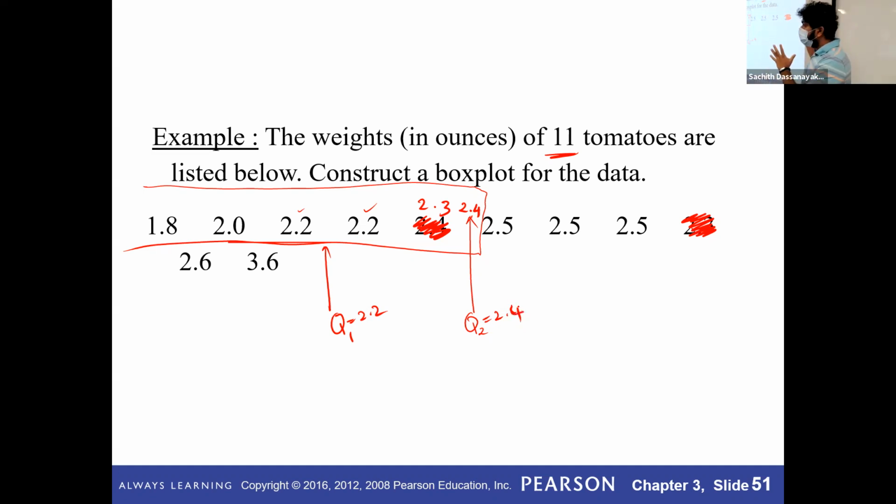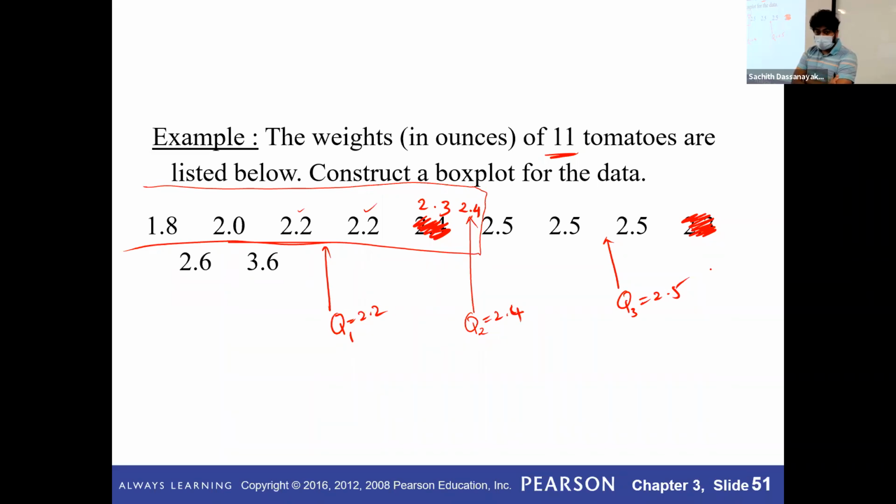Same goes to the other side, including 2.4. You have to calculate the Q3, the median of that half. Definitely, I can say it is 2.5. Q3 is 2.5. So most of the steps we have done.